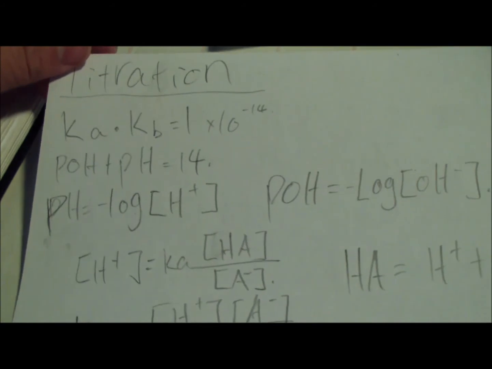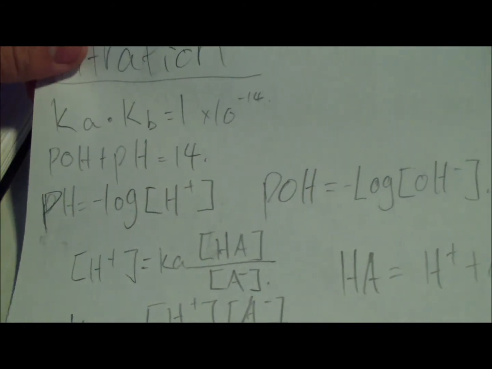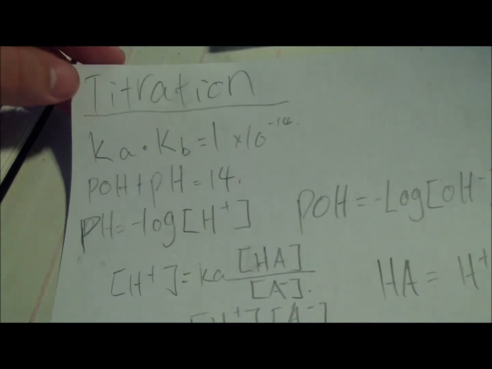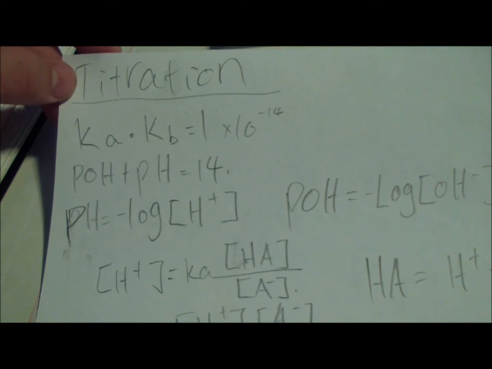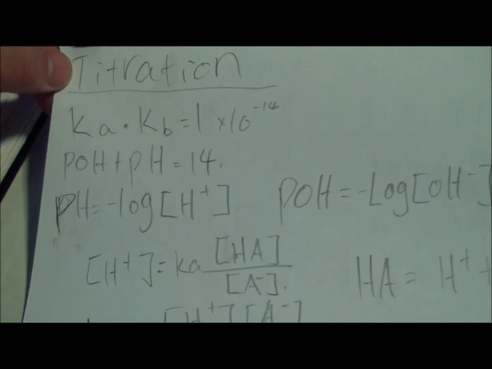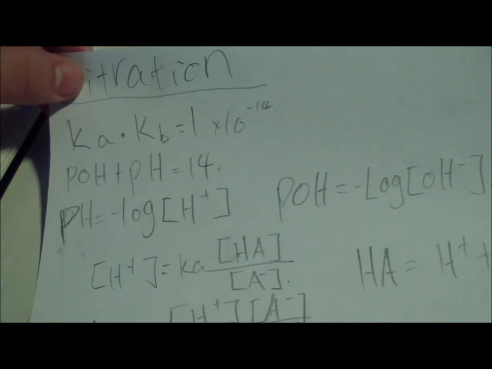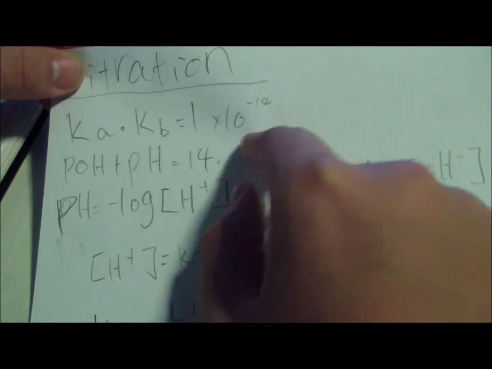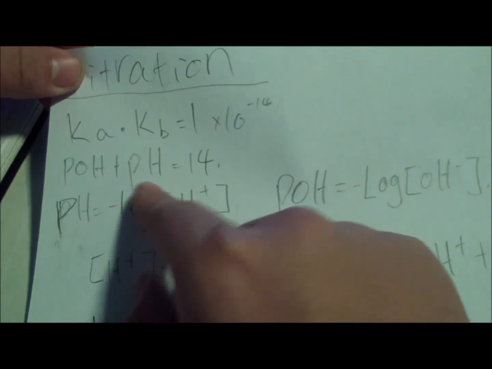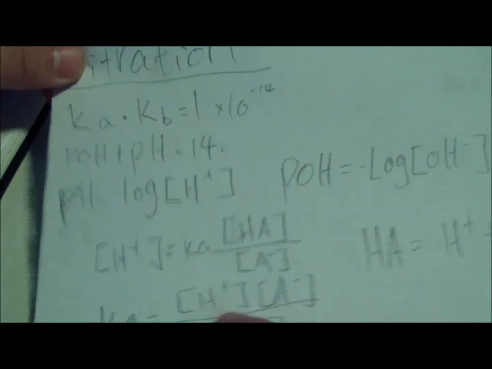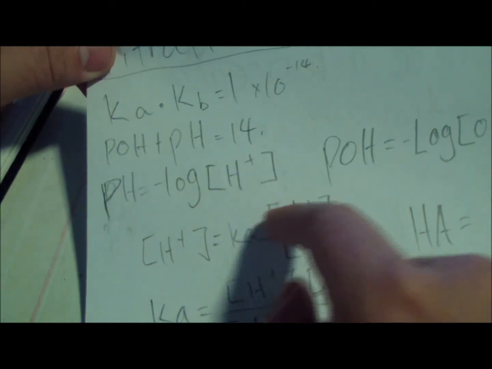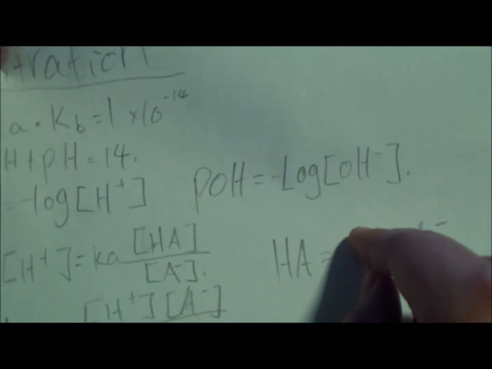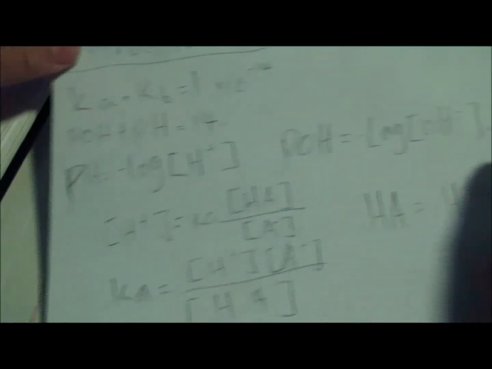Now let's talk about titration, which I would think will also have a few questions on the exam. Titration is basically an acid and base reaction, but it's a weak acid plus a strong base, or a strong base plus a weak acid. In all cases, Ka times Kb is always 1 times 10 to the negative 14. pOH plus pH equals 14. pH is solved by negative log of the molarity of H plus, and pOH equals negative log of OH minus.